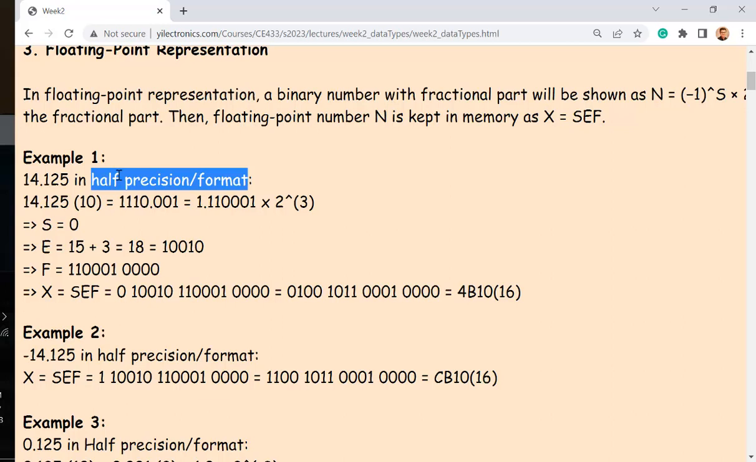Okay, so we need to know S, E, F, and now we got S, and now we got E as well. So E is this number plus 15, and that's a decimal number. I have to convert it into binary. Make sense? So F is very simple. F is just everything here after the binary point. But I have to make it up into a 10-digit binary number in this precision format.